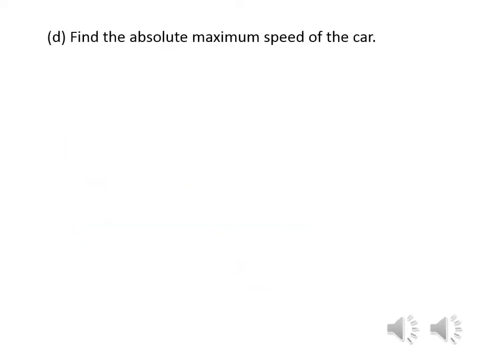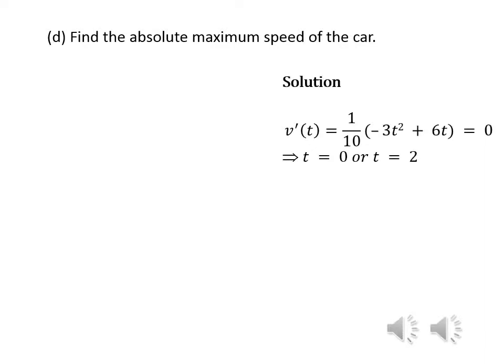D. Find the absolute maximum speed of the car. Now, an absolute maximum has to occur either at a critical point or at an endpoint. The critical points are exactly those places where the derivative of the velocity is equal to 0. So, we take the derivative of the velocity that we previously computed, set that equal to 0, finding two critical points, t equals 0 and t equals 2. One of those, t equals 0, happens to coincide with an endpoint, which is nice because it reduces the amount of computation that we need to carry out.